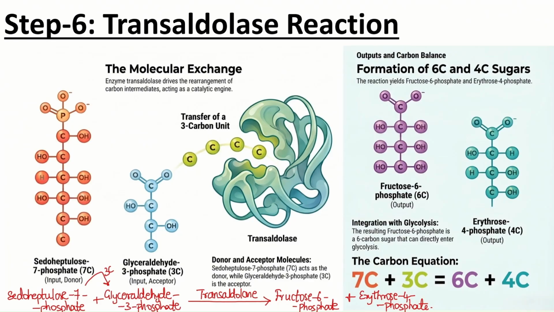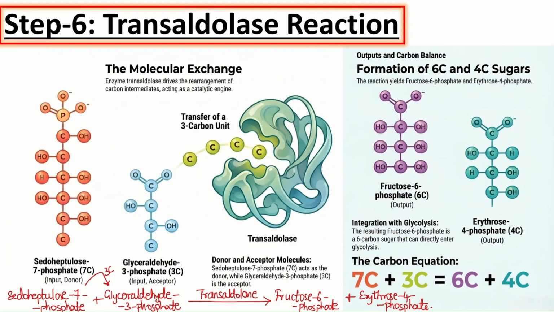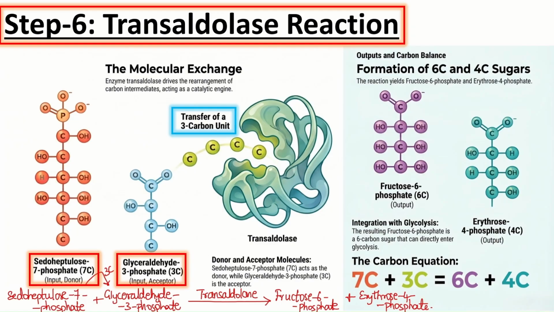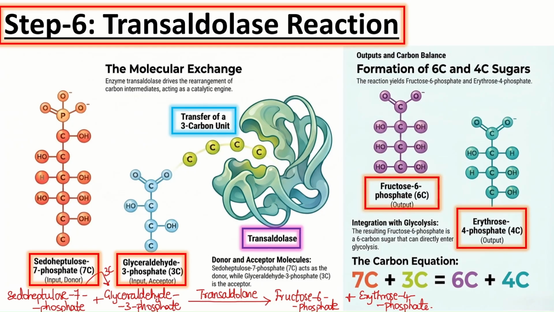The sixth step is the transaldolase reaction. This step involves the transfer of a 3-carbon unit this time, from a donor to an acceptor molecule. The 3-carbon unit from pseudoheptulose 7-phosphate is transferred to glyceraldehyde 3-phosphate, and the reaction is catalyzed by the enzyme transaldolase. This transfer will result in the formation of 2 new sugar phosphates: a 4-carbon sugar called erythrose 4-phosphate and a 6-carbon sugar called fructose 6-phosphate are formed at the end of the transaldolase reaction.